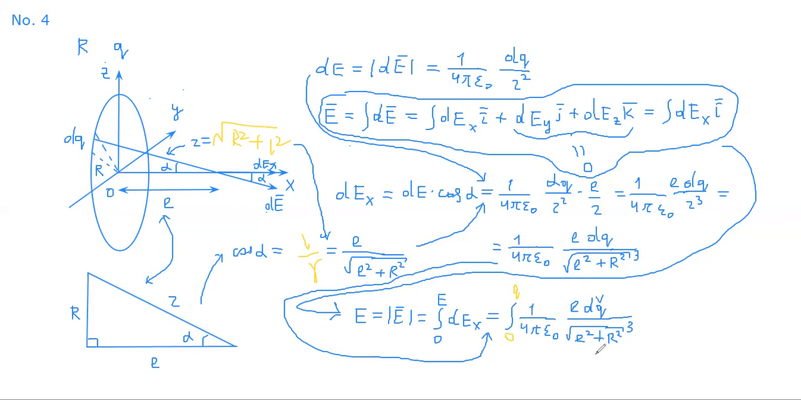So 1 divided by 4π epsilon 0, L and R don't depend on Q, so it can be written outside the integral. 4π epsilon 0, L divided by this to the power of 3, integral from 0 to Q dq.